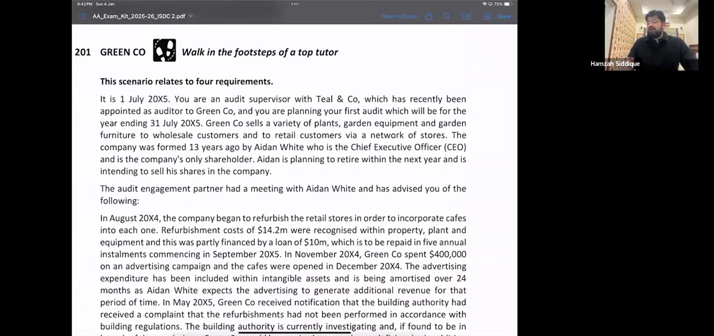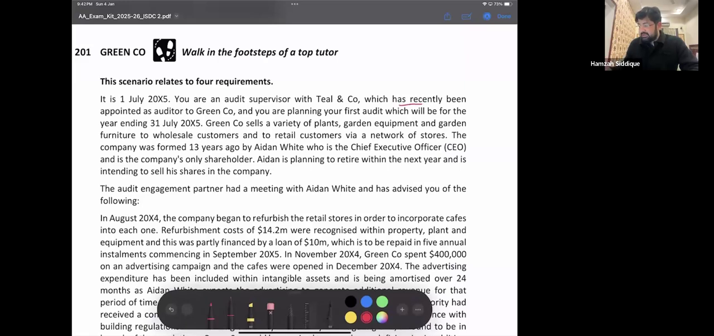So students, it is 1st July 20x5. You are an audit supervisor of Teal and Company, which has recently been appointed as auditor to Green Company. Recently appointed. What does it mean? You're planning your first audit, so it is a new audit client. The first audit risk, new audit client. The first risk, 2 marks.